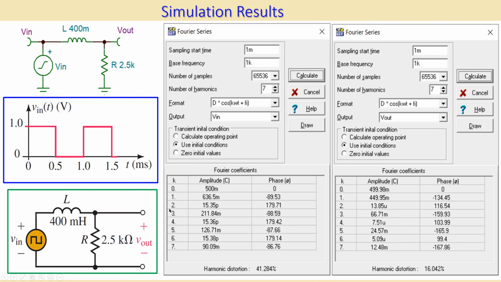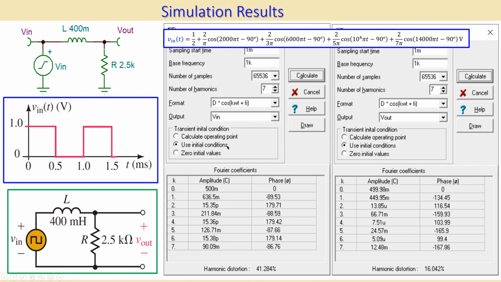Now you look at the third harmonic, you can see that this is 211.84 millivolts, that will again be calculated using 2 over 3 pi. So if you do the math here, you can see that this will be very close to that value. If you now do the fifth harmonic, that will be 2 over 5 pi, and this will be 2 over 7 pi, and you will get these results. What you also see is that the total harmonic distortion is approximately 41.3%.